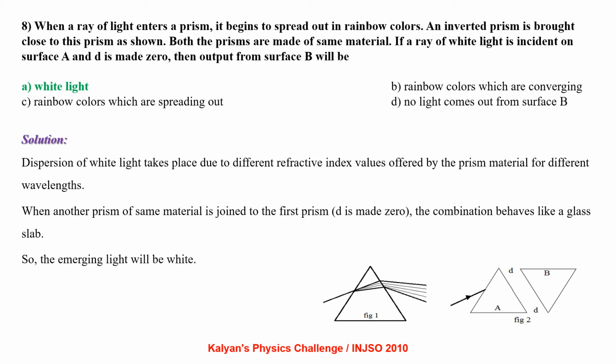Dispersion of light takes place due to the different refractive indices offered by the prism material to the different wavelengths of white light. When another prism of the same material is joined to the first prism and D is made 0, the combination behaves like a glass slab. So the emergent light will be white in color.